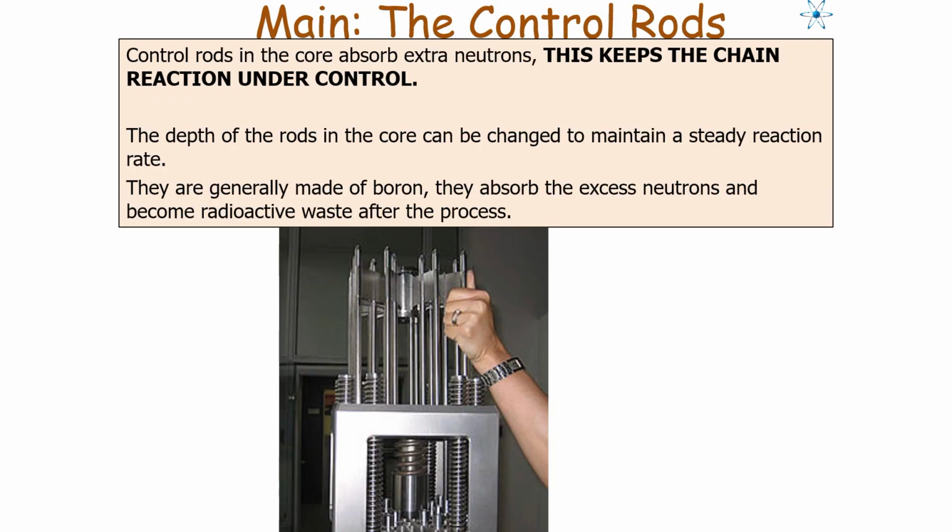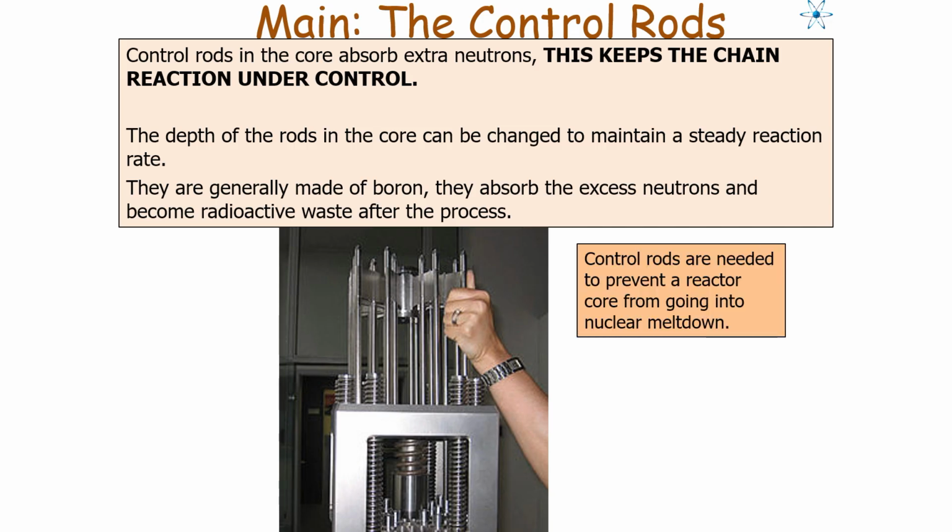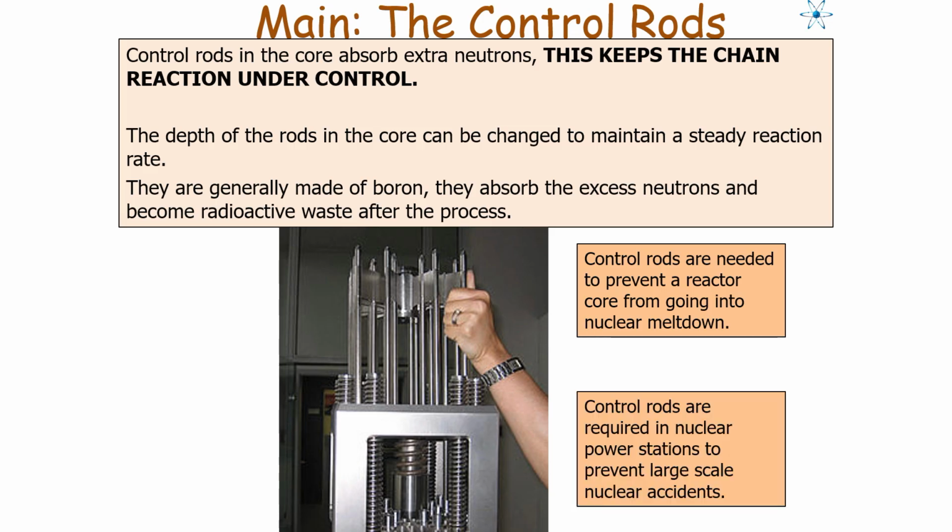Now, control rods in the reactor vessel absorb extra neutrons which keeps the chain reaction under control. The depths of the rods in the core can be changed to maintain a steady reaction rate. Now, our control rods are generally made out of boron because they absorb excess neutrons and they actually become radioactive waste after the process. So control rods are needed to prevent a reactor core from going into nuclear meltdown. So control rods are required in nuclear power stations to prevent large-scale nuclear accidents.